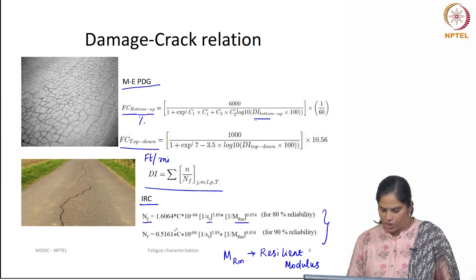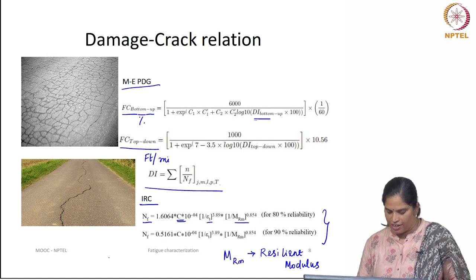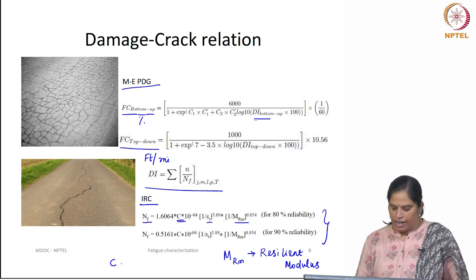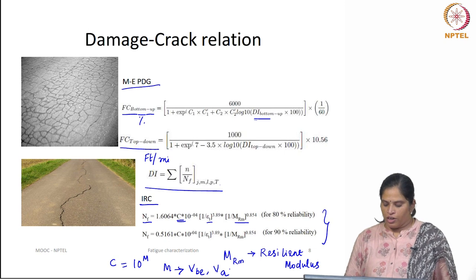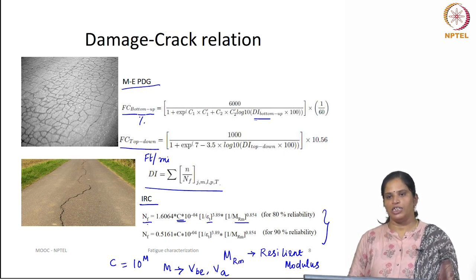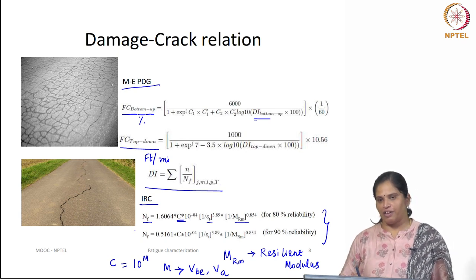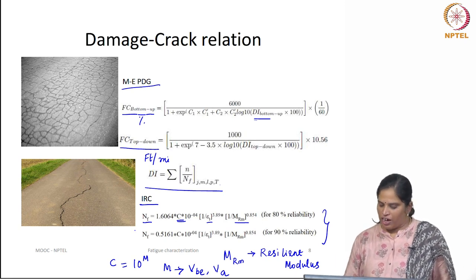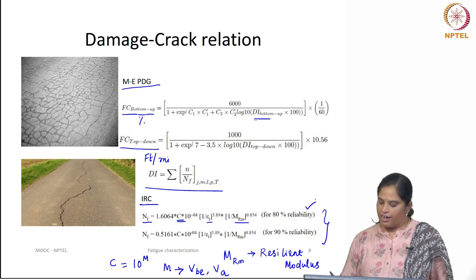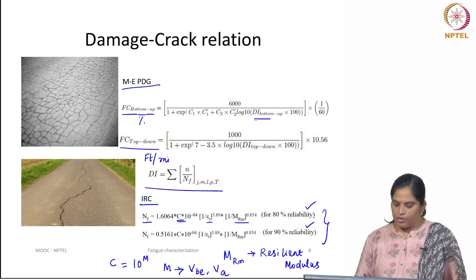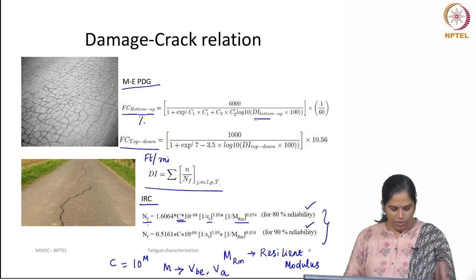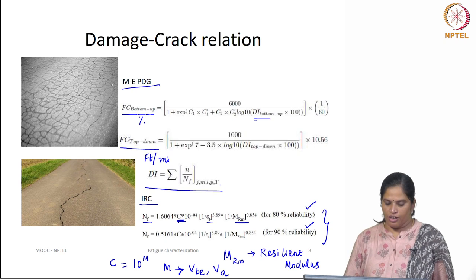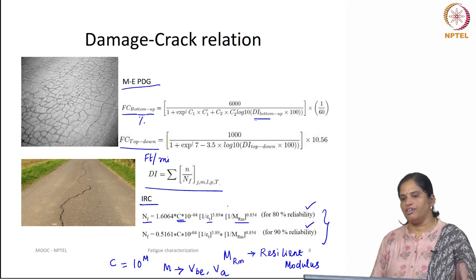Now, in these equations there is another parameter called C. This C is related to a mixture property, and C is given by 10 power m, where m is again related to the volume of effective binder content and the volume of air voids in the mixture. So, this NF is the number of repetitions of a standard axle load the pavement can withstand before it fails in cracking. You have two different NF values, one corresponding to 80% reliability and the other corresponding to 90% reliability. IRC directly uses the material properties, resilient modulus and the C value, and directly calculates the NF without using any damage index. So, this is how you relate damage to the fatigue cracking that occurs in the pavement.